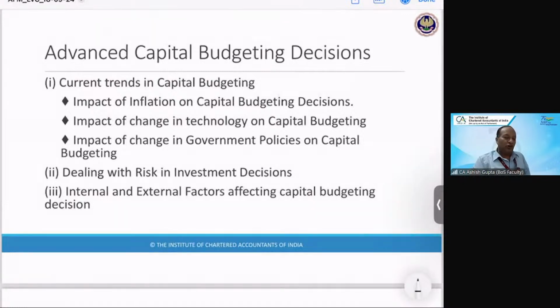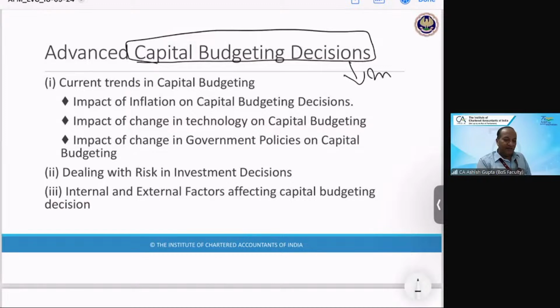Now this topic is not new to you, because you have covered this topic at your intermediate level. At intermediate level, you covered the various techniques of capital budgeting like NPV, IRR, payback, profitability index, PI. Even in the payback you have incorporated the present value factor also. So there you have studied the basic techniques. Now here the advanced version comes into the picture.